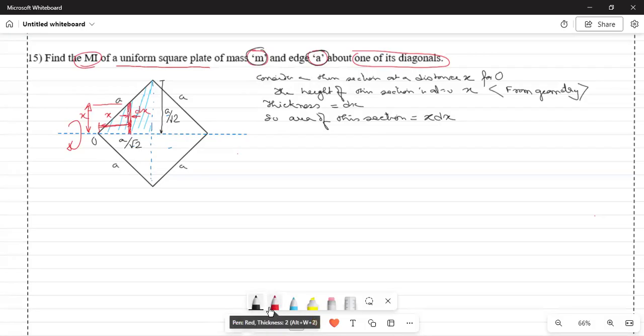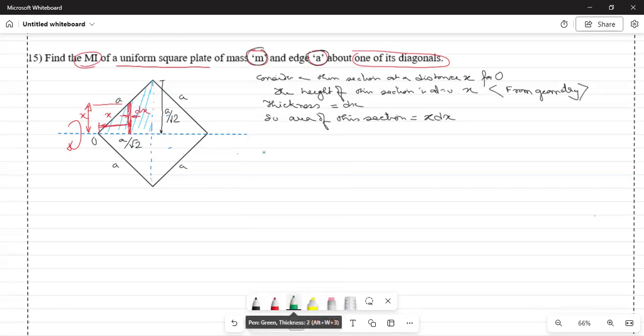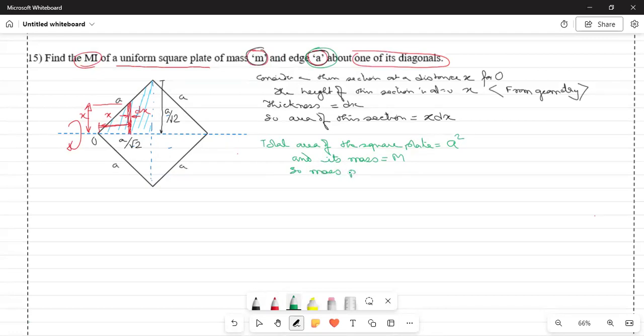Now, we go the other way. We go to the second point: the total area of the square plate is equal to a squared, because it is given each side is a, and its mass is equal to m, that is also given. So the mass per unit area is equal to m upon a squared.